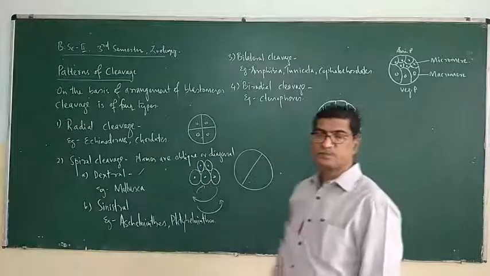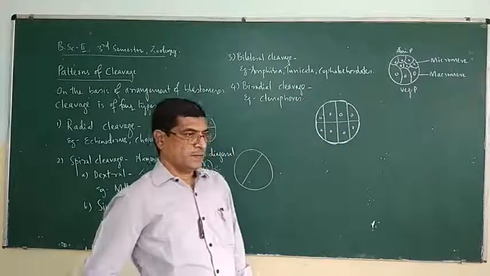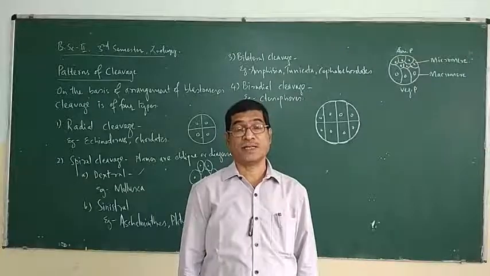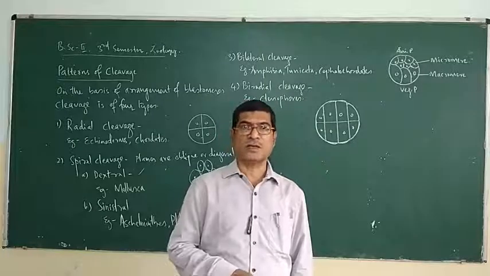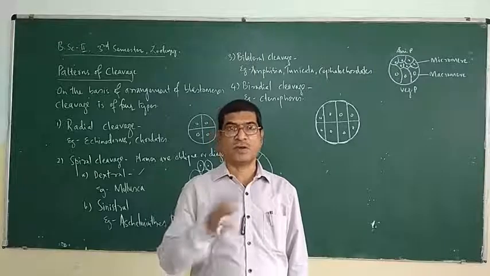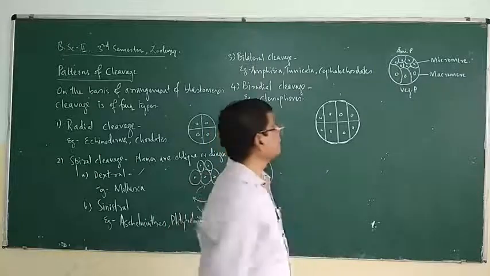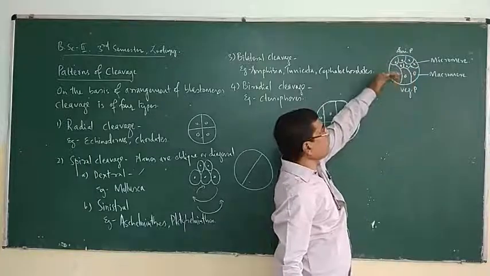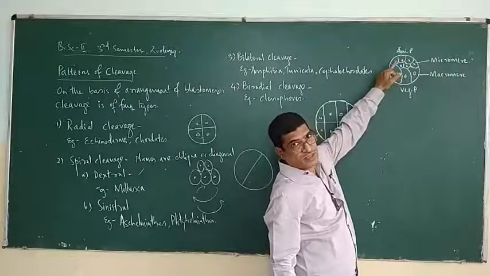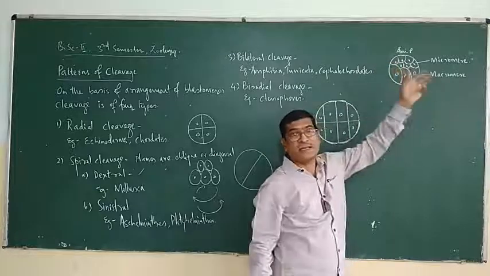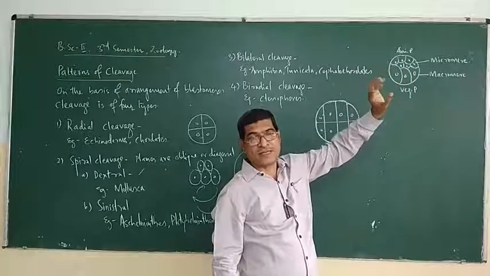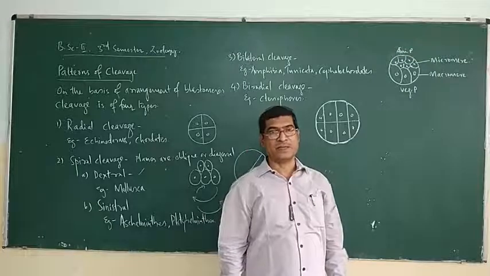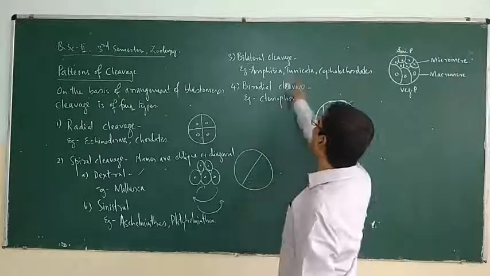Next, bilateral cleavage. Here, the resultant cells during the cleavage are not equal in size. Some are smaller, some are larger. Smaller cells are called micromeres, larger cells are called macromeres. Look here. So these are macromeres and these are micromeres. Macromeres are present towards the vegetal pole. Micromeres are present towards the animal pole. This difference in blastomere size results in bilateral symmetry. Right? Bilateral symmetry. So such type of cleavage is known as bilateral cleavage.